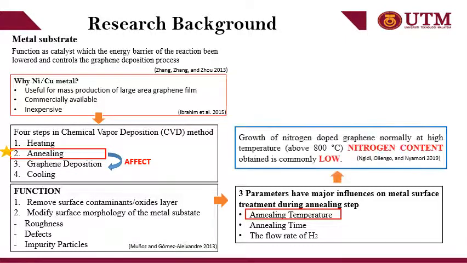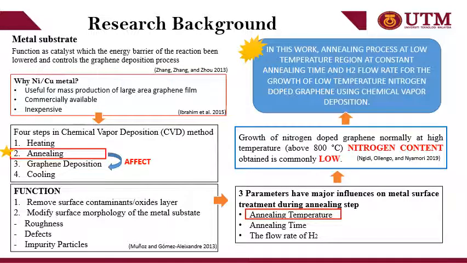And mostly the nitrogen graphene will grow normally at high temperature above 800 degrees Celsius. However, the nitrogen content is commonly low. So in this work, we are proposing an annealing process at low temperature, at constant annealing time and flow rate of hydrogen gas, for the growth of low temperature nitrogen graphene using the CVD method.